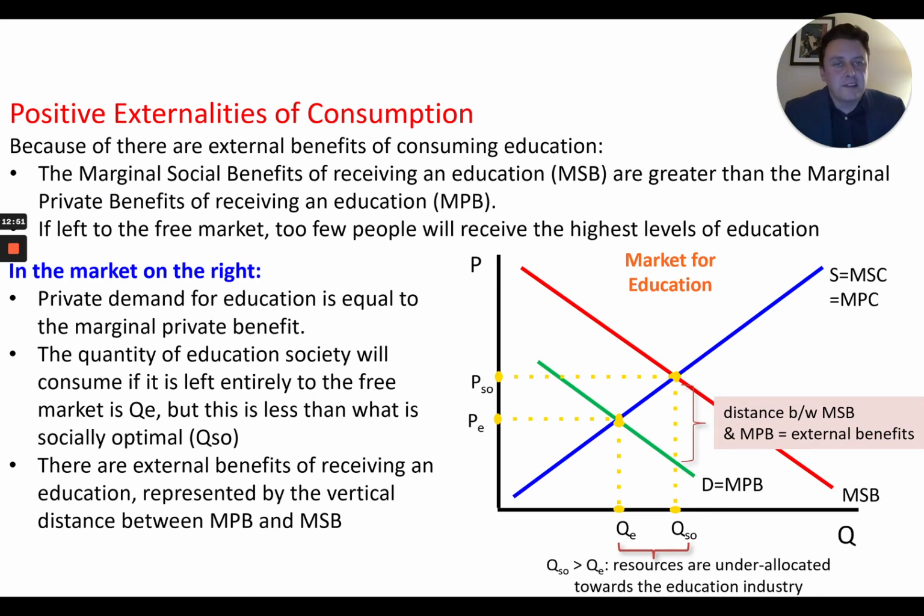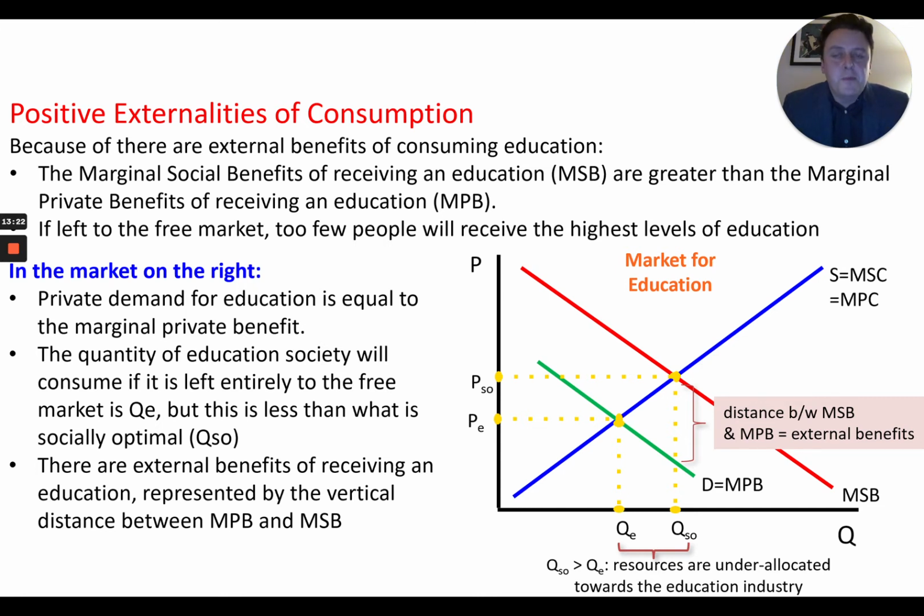So let's have a look at this in diagram form. Now remember, when you're talking about consumption, it's the demand line you're talking about. When you're talking about production, it's the supply line. So, in this case, the marginal social benefit, MSB, on the diagram, is greater than the marginal private benefit of receiving an education.